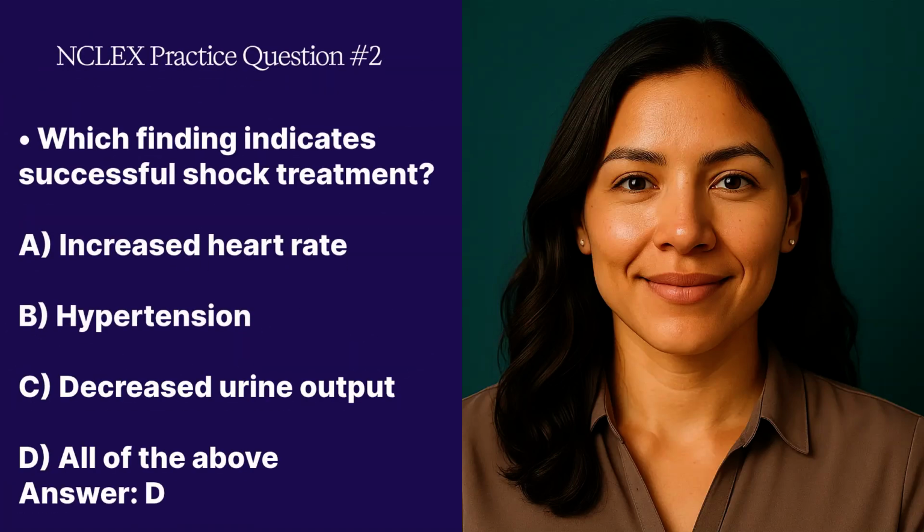Here's another practice question. Which finding indicates successful shock treatment? A, increased heart rate, B, hypertension, C, decreased urine output, D, all of the above. The correct answer is D, all of the above. Improved blood pressure, decreased heart rate, and better urine output all indicate improving tissue perfusion and successful shock treatment.